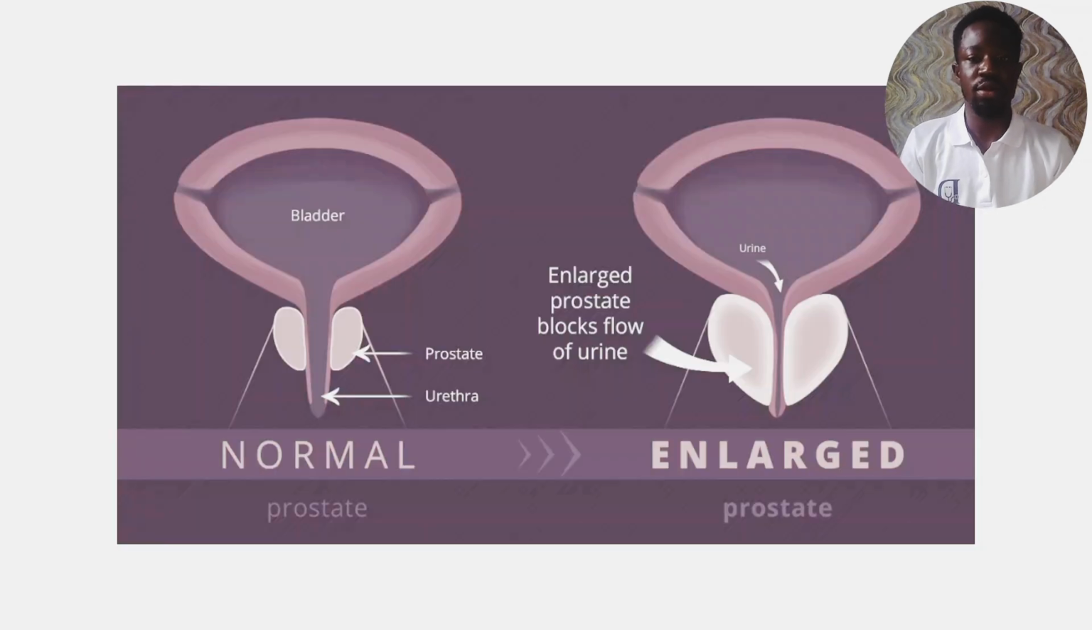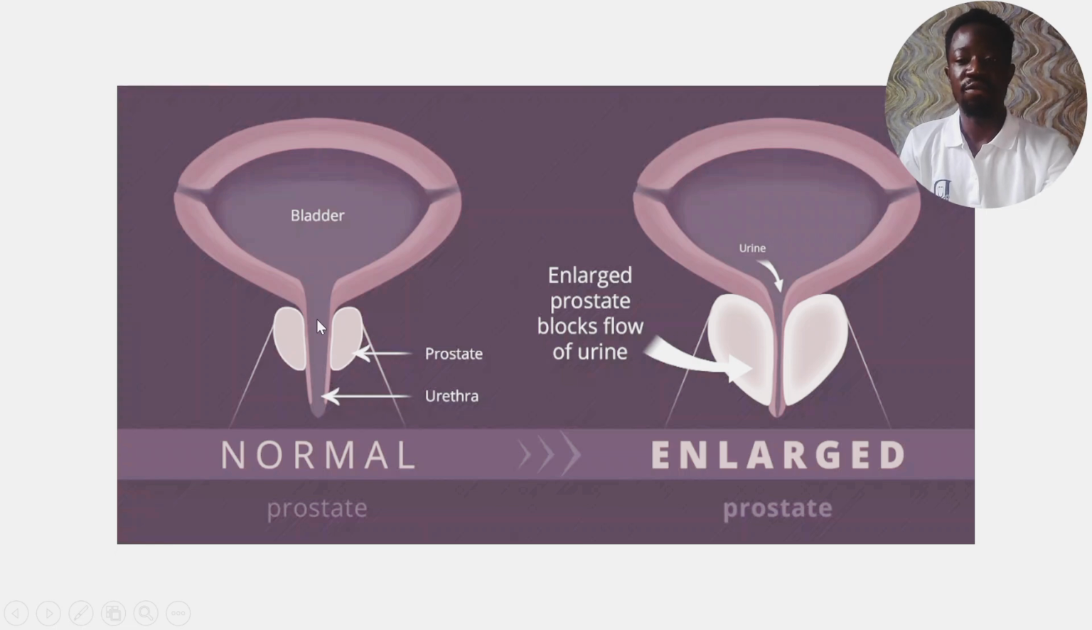There's a pictorial diagram of the prostate. You can see up here there's a urinary bladder, and down here you can see the prostate, on both sides of the urinary bladder. So this is a normal prostate, and this is the size of a normal prostate. Here you see the urethra.